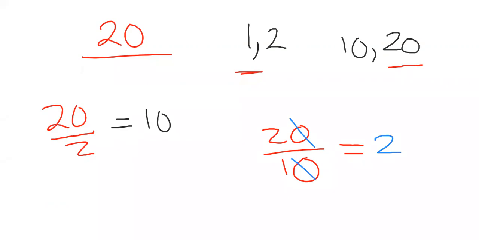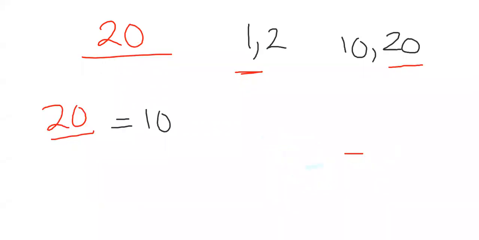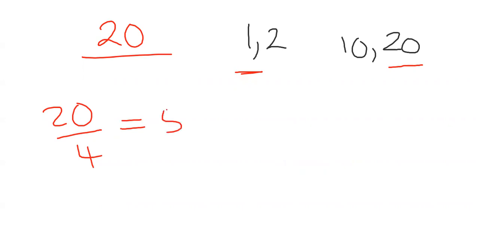So write both numbers. Then the next factor is 20 divided by 4. I skipped 3 because you can't divide 20 by 3. If you divide 20 by 3, you're going to get a decimal. So remember, we want to get whole numbers. So 20 divided by 4 gives us 5.